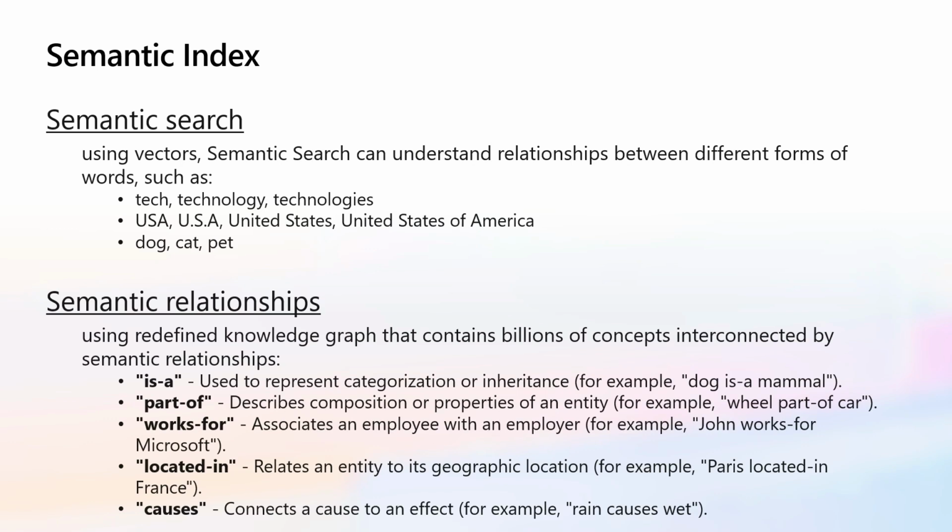Semantic indexing is made up of a semantic search, which is a vector mapping of words that mean the same thing. Tech, technology, technologies. Dog, cat are all pets. So you're seeing some similarities. Then you get a semantic relationship, and you're seeing just a small example of what some of those will be. A dog is a mammal, part of something. So works for, located in, causes. So you're seeing some examples of the semantic relationship that we have.